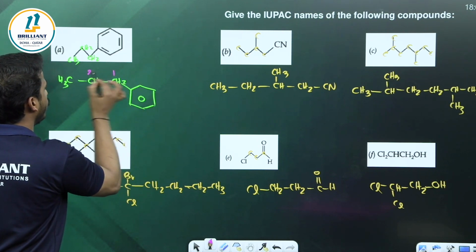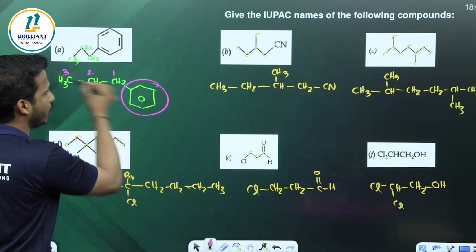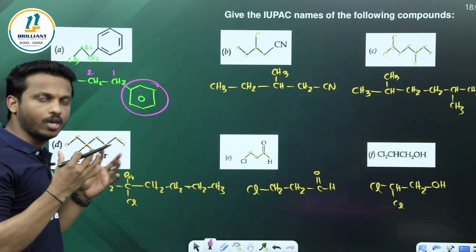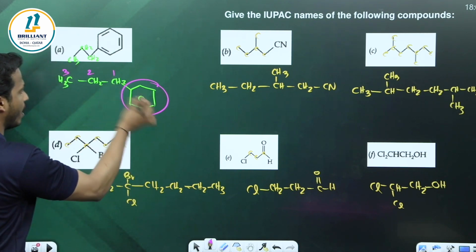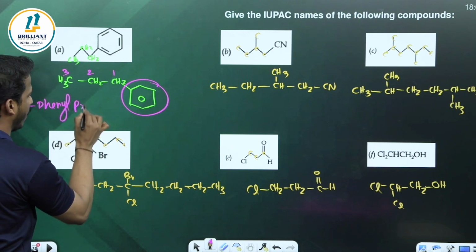So this is 1, 2, 3. At the first position there is a phenyl ring, right? On a chain, if benzene comes as a branch, what we call it is phenyl. So one phenyl. So the name of the compound we can say is 1-phenylpropane.